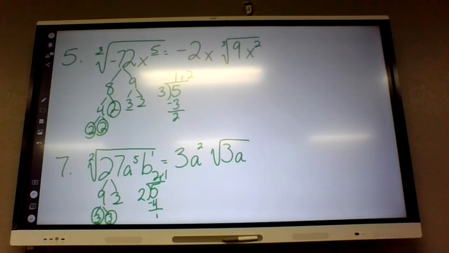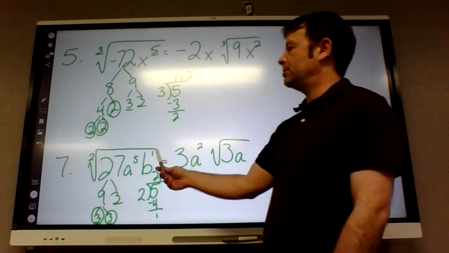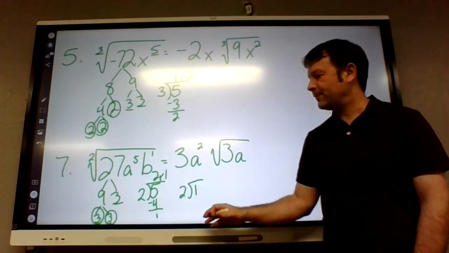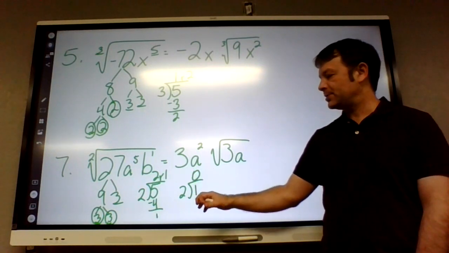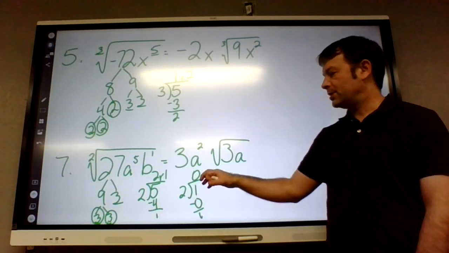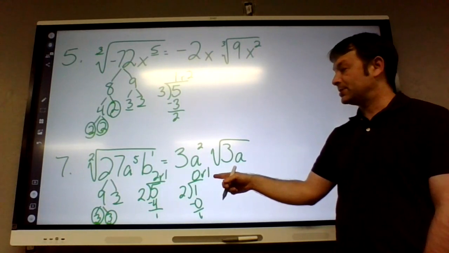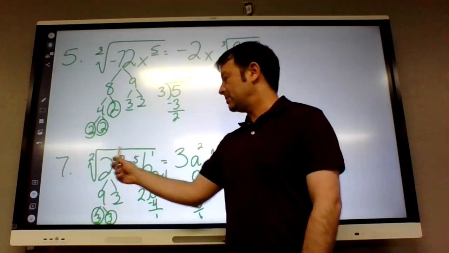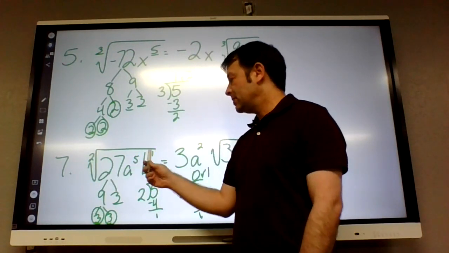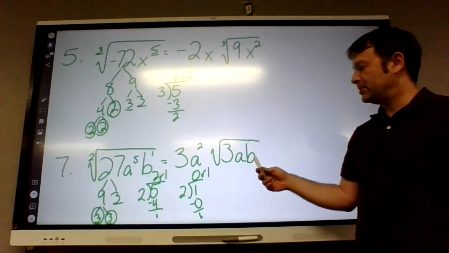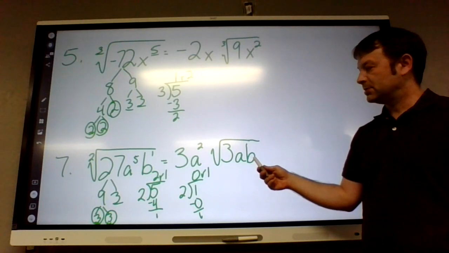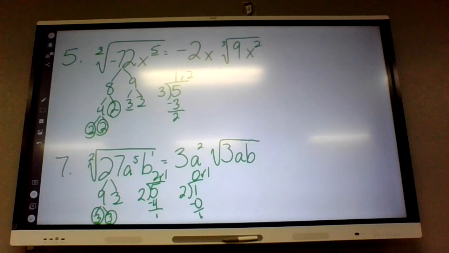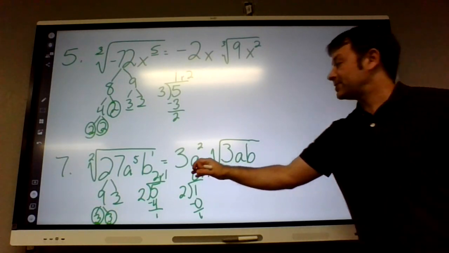How about the b though? How do we do 1 divided by 2? It doesn't really simplify. 2 goes into 1 0 times with the remainder of 1. So that means nothing comes out and the 1 stays inside. If there's not enough to divide, like 1 doesn't, it has to have at least 2 divided by 2. It just stays there. The b didn't really move at all. It stayed inside the square root. Alright, anyway, that's the answer.